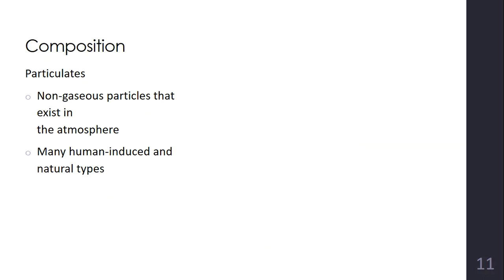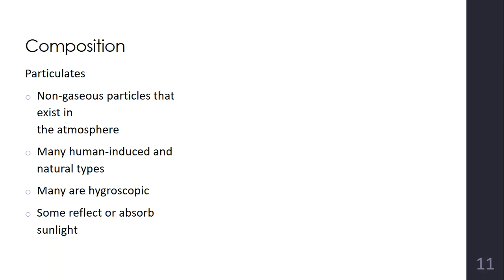We also have particulate matter in the atmosphere. These are non-gaseous particles that exist in the atmosphere, often what we think of as pollution. There are many human-induced and natural types of pollution. Not necessarily pollution, but particulate matter. Many are hygroscopic. What I mean by hygroscopic is that they will attach to water molecules in the air. The concept of acid rain is a hygroscopic particulate matter that is held onto a water molecule and then rains down somewhere else.